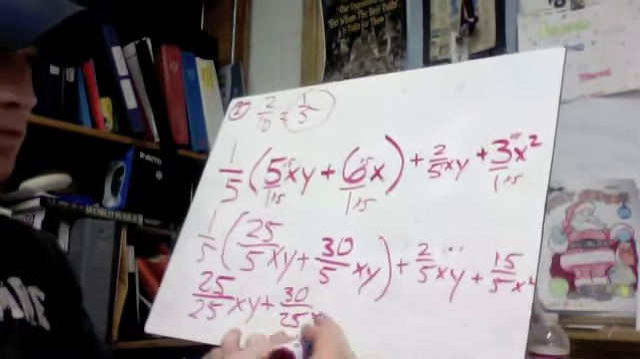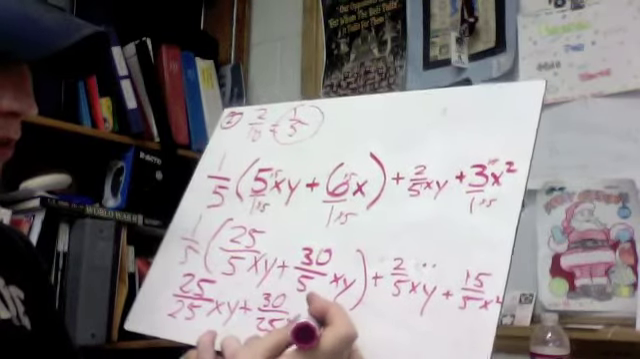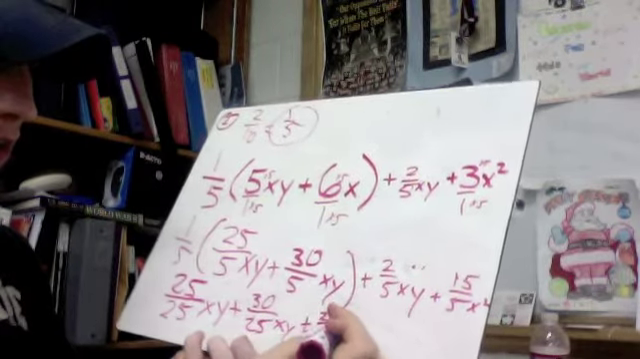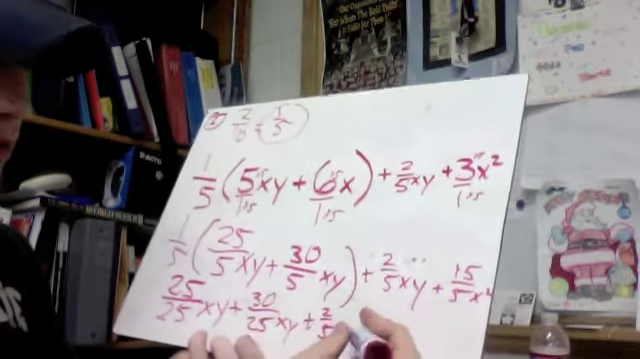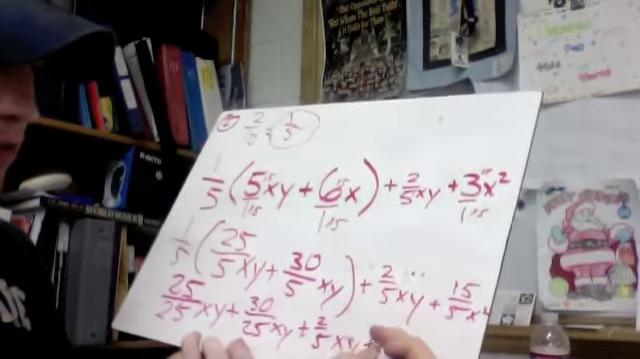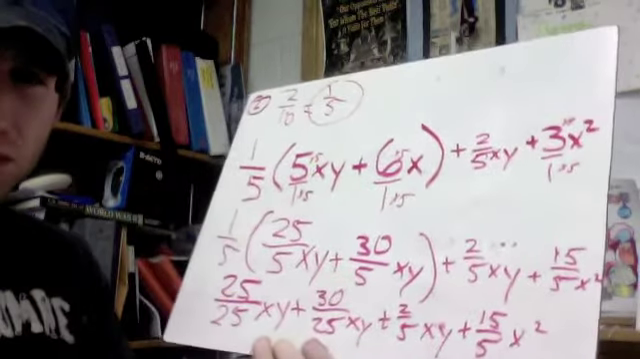And then we have our extra parts here. We've got plus 2/5, and then let me put the xy on there, xy, then we've got plus 15/5 x to the second power.